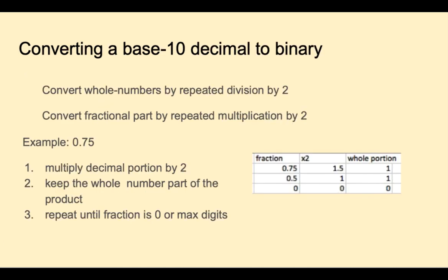Just as you can repeatedly divide a decimal number by 2 to convert it to binary, you can multiply the decimal part by 2 repeatedly to convert it to binary. I've created a spreadsheet here where we start with the fractional part and multiply it by 2. The whole number portion will be 0 or 1, which goes in the third column. The fractional part carries forward to the next row. This process is repeated until we get 0 in the first column or until the maximum number of digits is reached.